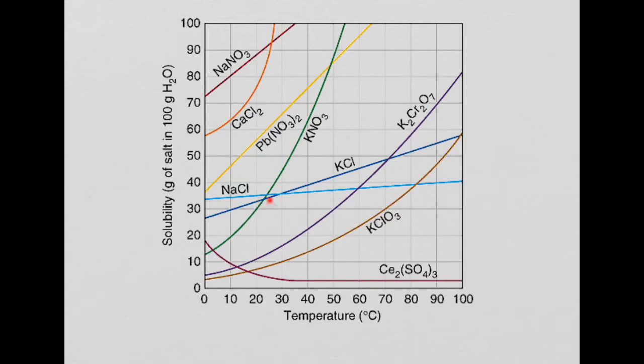So NaCl, we can see that's sort of what we just plotted moments ago. That's pretty linear, and sort of KCl and lead(II) nitrate and sodium nitrate. However, if we look at potassium nitrate, that actually increases in solubility at a much faster rate than you'd expect, right? So it's going to be an exponential relationship there. And same with calcium chloride, same with potassium chromate, etc., etc.